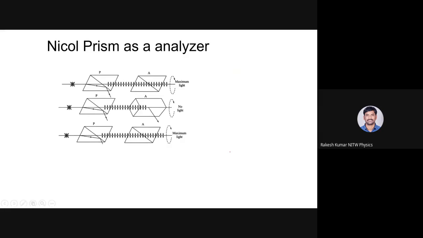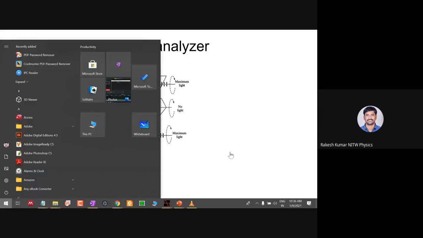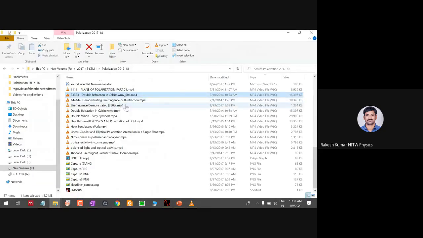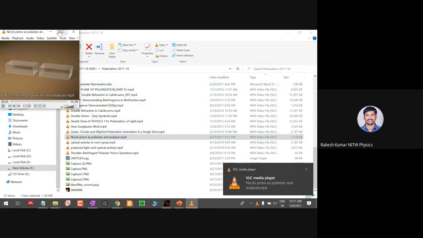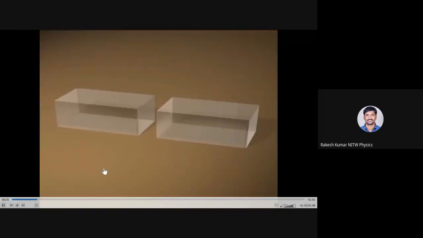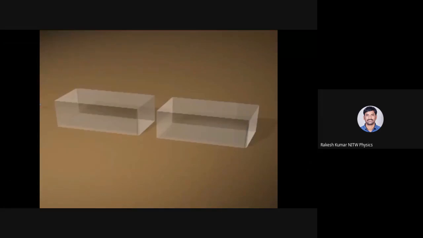Okay, I'll show the last video and I'll stop for today. The last video for today's class. Yeah, you can see here, this is the same thing. There are two Nicol prisms. Now light will enter into one of the Nicol prisms. So please remember, polarizer and analyzer are very subjective terms. If it is used for production, we call it the polarizer. If it is used for analyzing, we call it the analyzer. Ideally, both are the same.